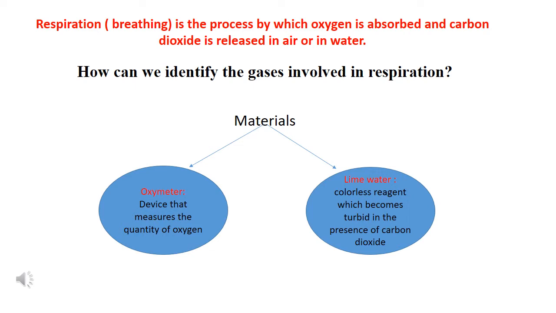All living things respire. All living things take oxygen and release carbon dioxide. How can we identify the gases involved in respiration? There are many materials, however, we can use these two, the oximeter and the lime water. To test that living things are absorbing oxygen, I use the oximeter. It is a device that measures the quantity of oxygen. And to test that living things are releasing carbon dioxide, I can use the lime water. Lime water is a colorless reagent which becomes turbid in the presence of carbon dioxide.